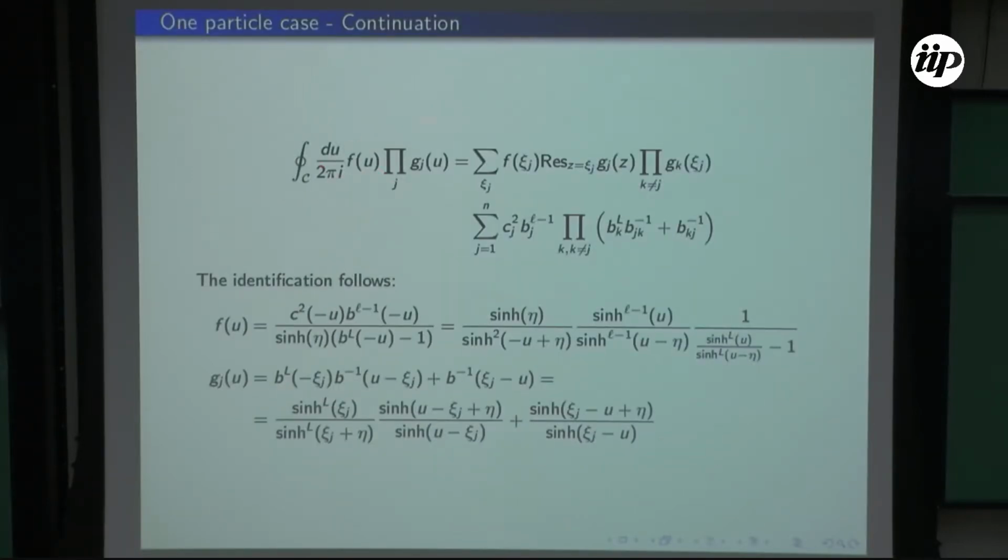You want to make this right side equal to your finite partition sum, and based on this identification, you can figure out what your f and g_j functions are, and if you do so, these are the functions you get. And basically, you can see that, for example, the one particle Bethe equation shows up here, and I mean, this starts to make sense.